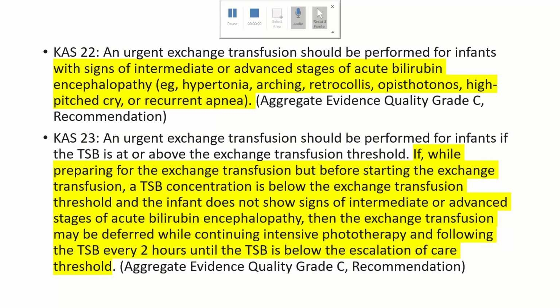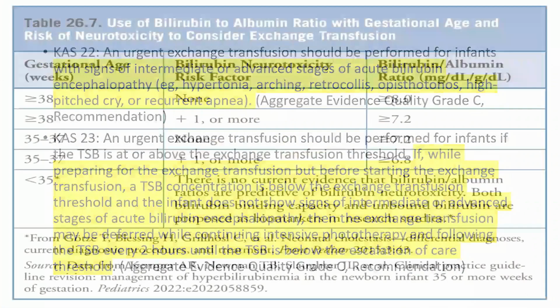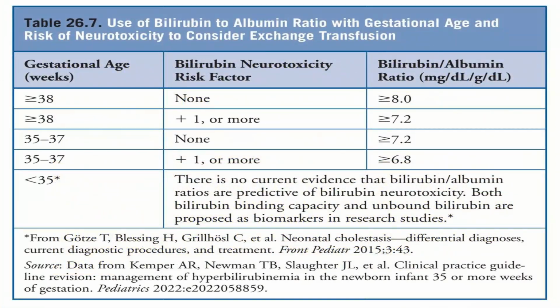So do we have an objective score which helps us in taking decision? Yes, we have the bilirubin to albumin ratio. This bilirubin to albumin ratio, as we had read in our previous lecture, is a key indicator of free bilirubin level, and free bilirubin is the one which poses neurotoxicity. There are established cutoff values based on gestational age and neurotoxicity risk factors. For a full-term baby with no neurotoxicity risk factors, the cutoff is 8, and therefore this baby is safe.